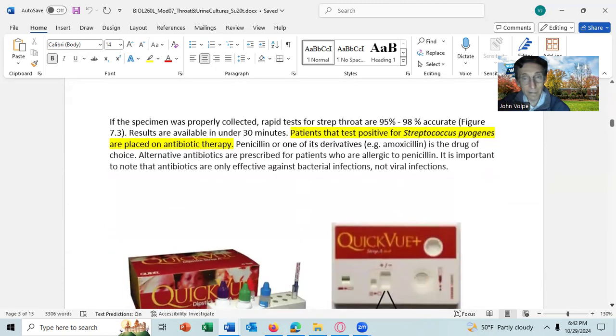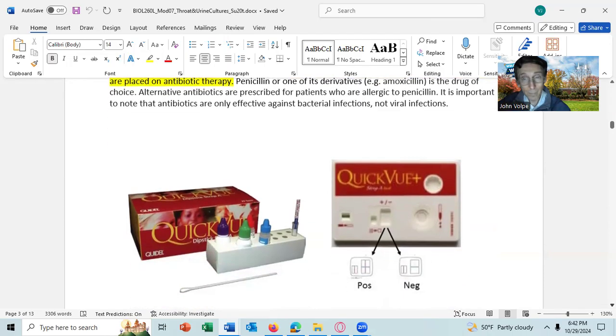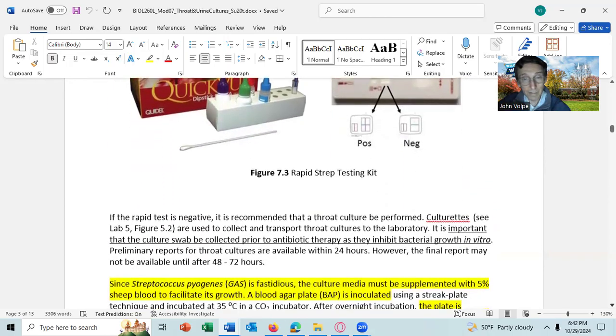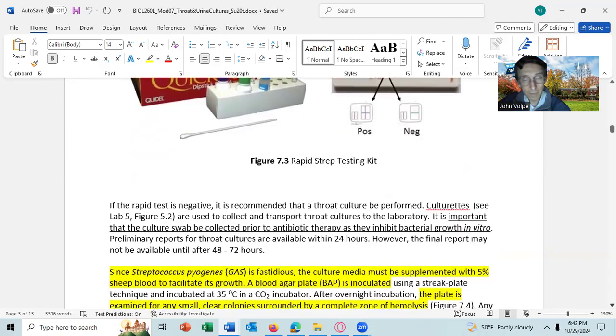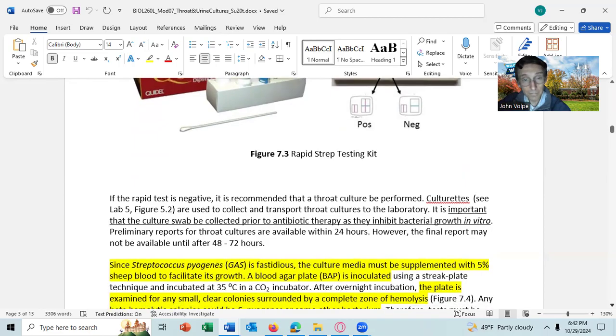Patients that test positive for Streptococcus pyogenes are placed on an antibiotic therapy because a patient cannot easily throw off a Streptococcus pyogenes infection. Streptococcus pyogenes has a capsule, and the immune system is not good at throwing it off.